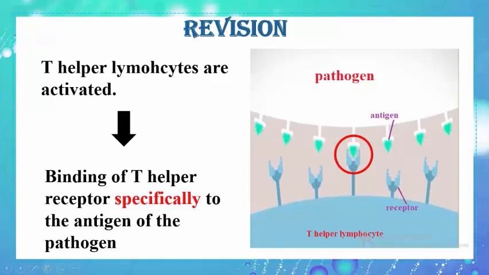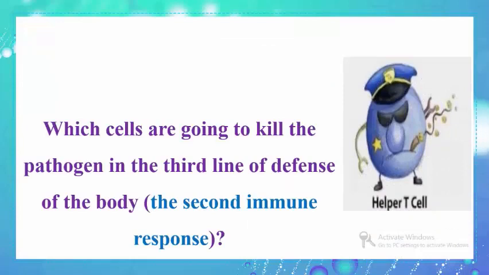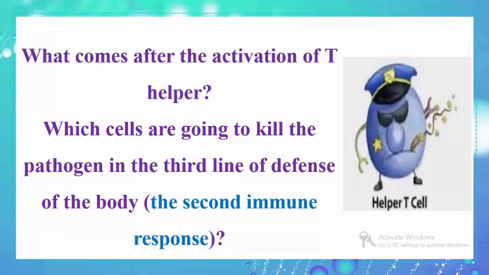Please pay attention that T cells are responsible only for recognizing the pathogens and don't destroy them, meaning they only identify and bind to them. So the question raised now: which cells are going to kill the pathogen in the third line of defense of the body? The second immune response we are talking about. What comes after the activation of T helper cell?